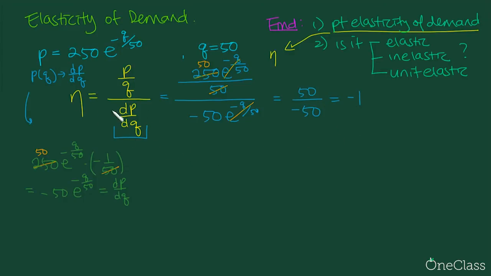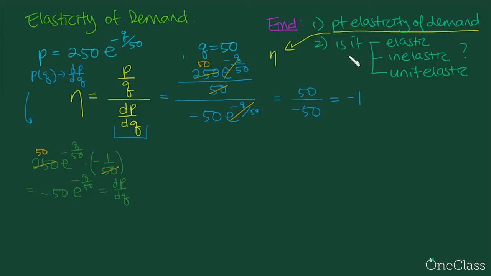Most of the time, your eta will be negative because whenever price increases, quantity is going to decrease, because eta is based on the percentage change in quantity over the percentage change in price. So that is the first part done.